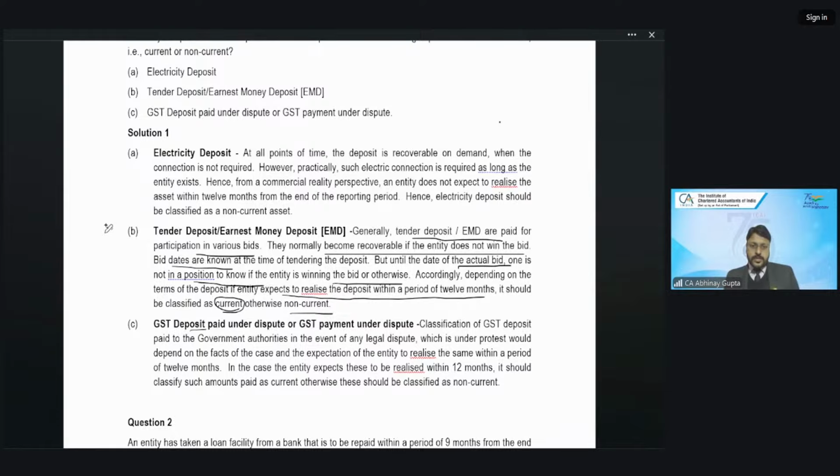Third one, GST deposit paid under dispute, or the GST payment made under dispute. If there are any disputes, until the disputes are resolved, the department has asked to deposit a certain amount of taxes or GST. Now the company has deposited those, and we do not know when the dispute will be resolved, that is, when the court order will be passed. At times the court order comes in 3 months, sometimes it takes 3 years, sometimes it takes 10 years. We don't know. Then what to do for the preparation of our financial statements?